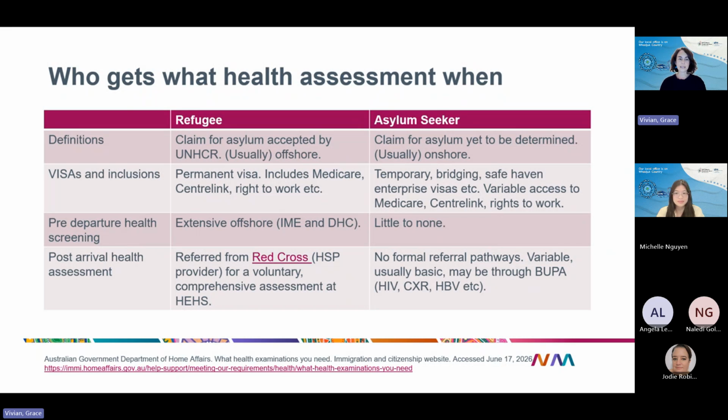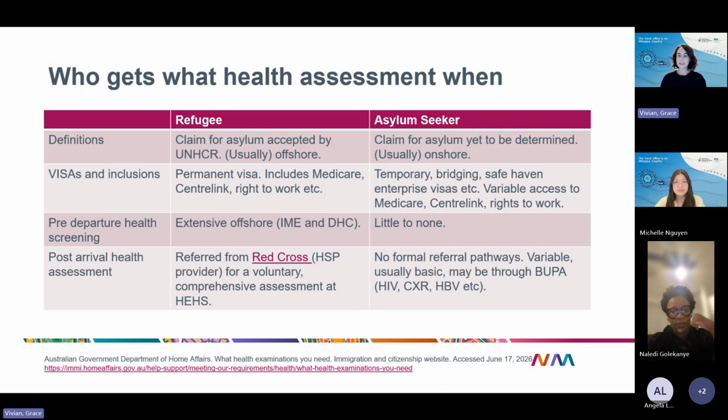When they come to Australia, they are then referred from Red Cross, who are our HSP provider in Western Australia. As I'll allude to a little bit later, Red Cross do a brilliant job of basically helping to settle and orientate newly arrived refugees into the country. They pick them up at the airport, help them find accommodation, enroll them in Medicare, enroll them in English classes, teach them how to use public transport, and the list goes on. So very comprehensive, welcoming service.